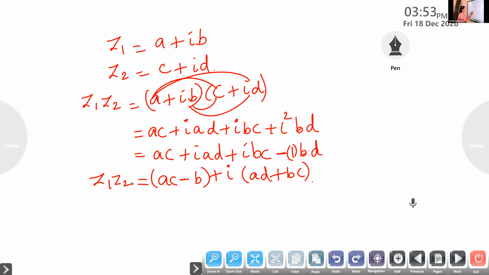So here, no i term. Here this is the term without i. So these two terms we are writing here: AC minus BD plus i into AD plus BC.